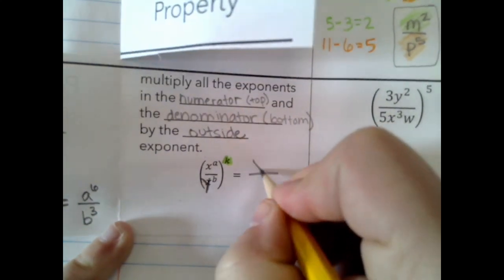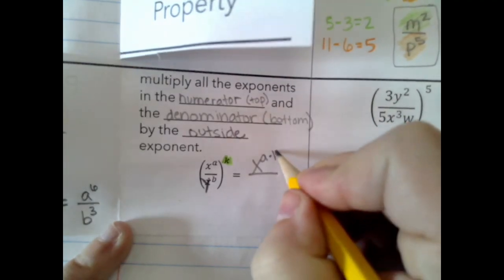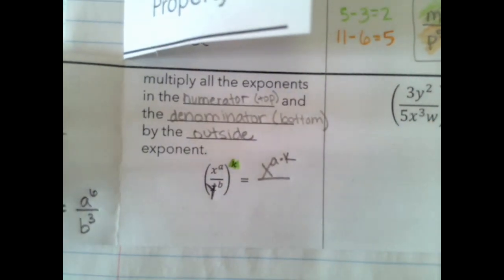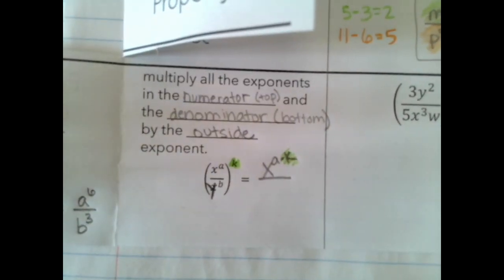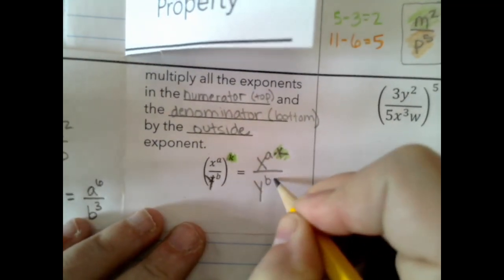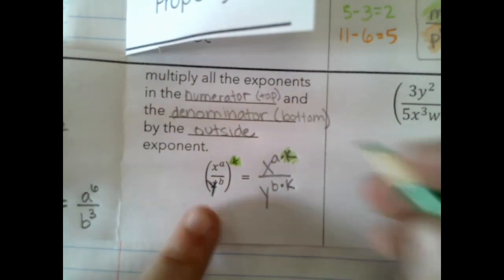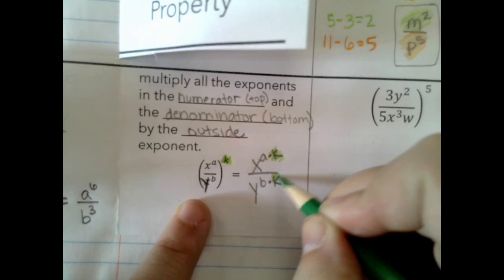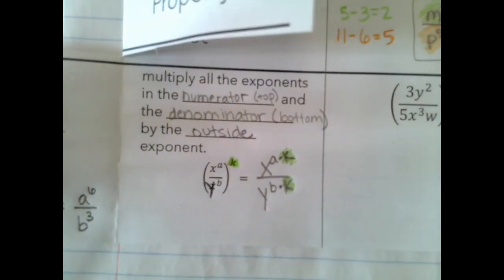All right, so this is going to be x to the a times k. And then on the bottom, we have y to the b times k. Again, that bottom one was supposed to be y. That was my fault. I shouldn't have made copies yet. I forgot. Change it for next year.